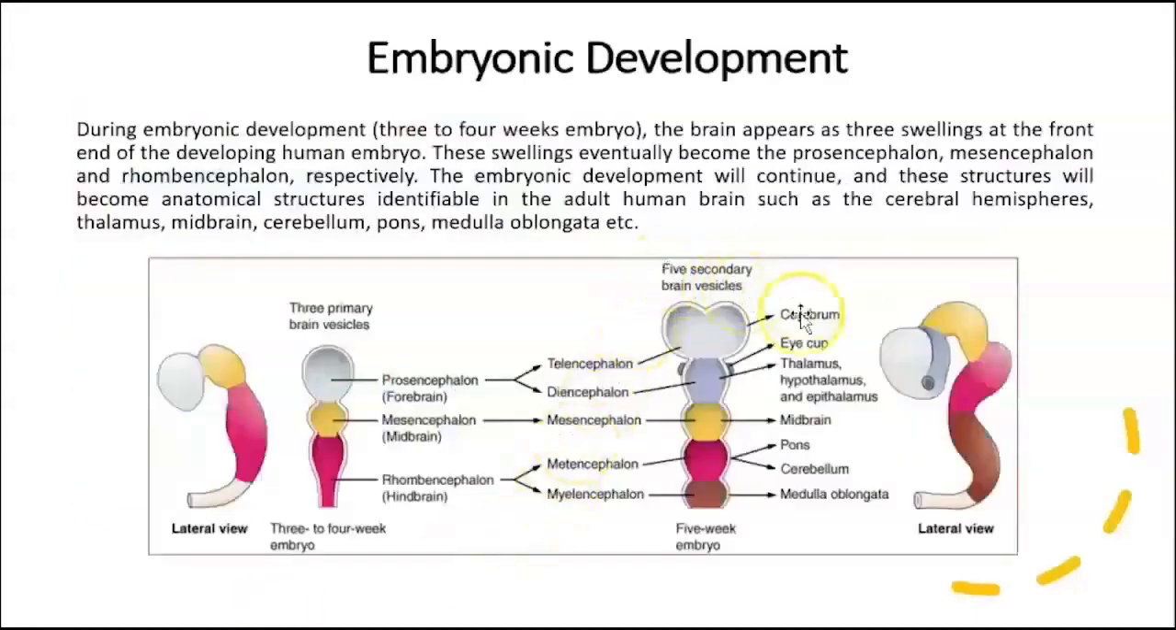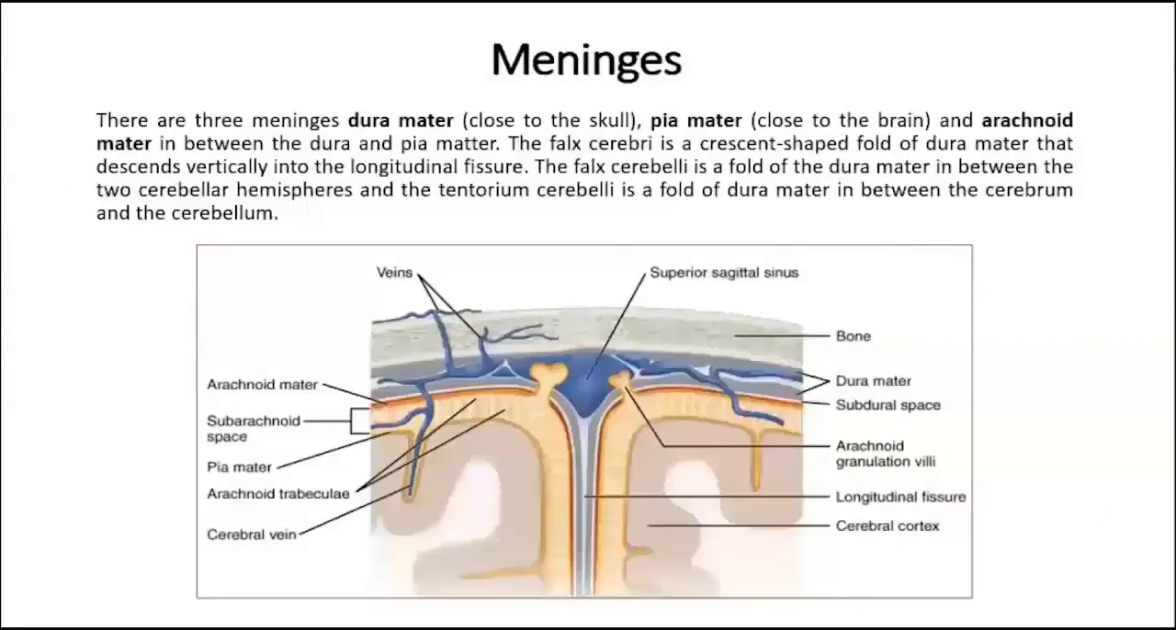Embryonic development: cerebrum, midbrain, pons, cerebellum, medulla oblongata. The next topic is meninges, ventricles, cerebrospinal fluid, and blood supply. All of them, one way or another, they are going to provide protection to your brain, the same way as they do it with the spinal cord.